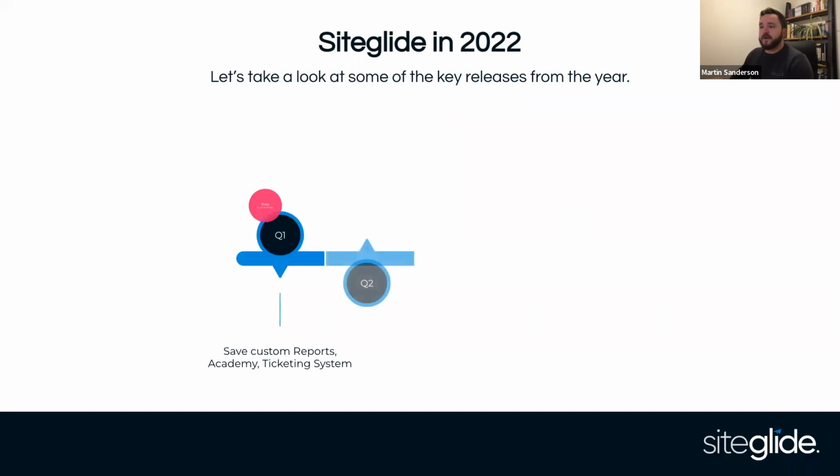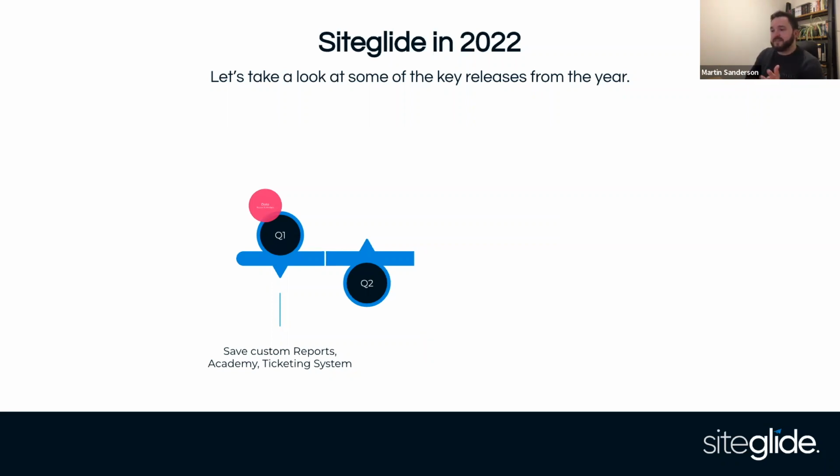So in Q1 of this year, we have the ability to save custom reports. This touches on the data side of our pillars, along with the release of Academy. This is where we started posting our training sessions and in-depth documentation beside those as well, to help with either onboarding new staff or help new agencies joining the platform.